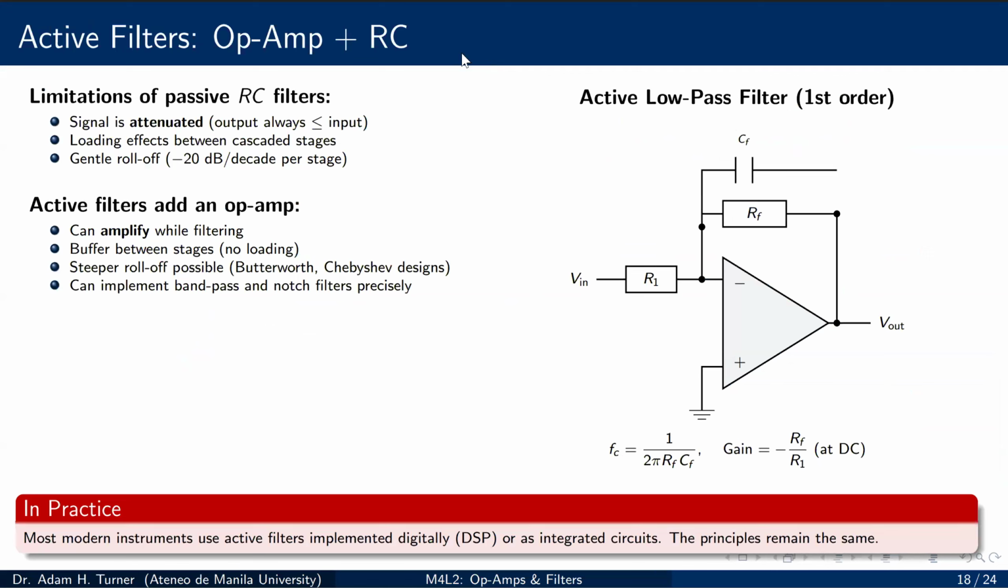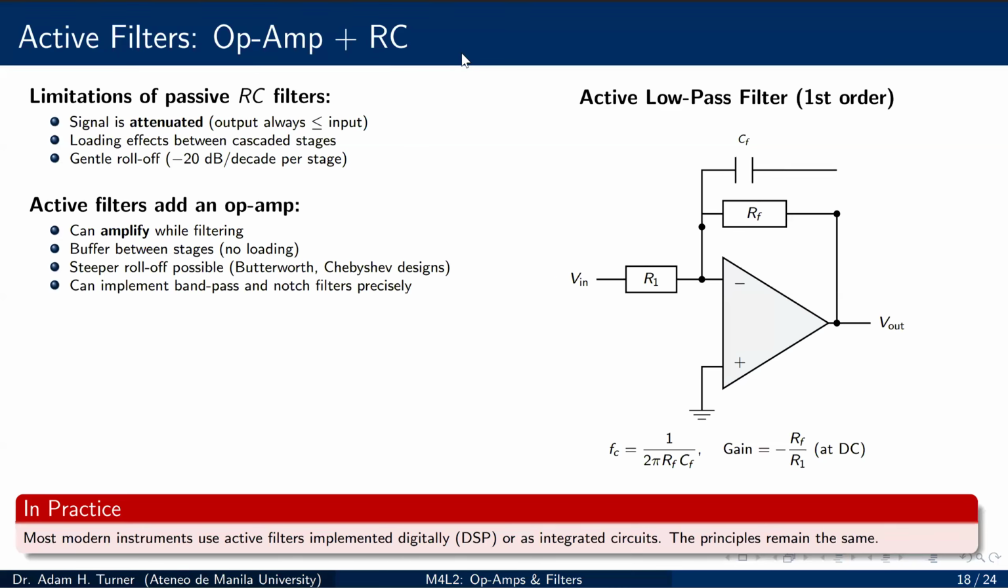So what happens if we make active filters, which is a combination of our op amp and RC? These passive RC filters do have their limitations, and the output is always smaller than the input. They can only attenuate. When you cascade multiple stages, each one loads the next, degrading performance, and the roll-off is gentle at negative 20 decibel per decade. Active filters solve all of these problems by incorporating an op-amp.